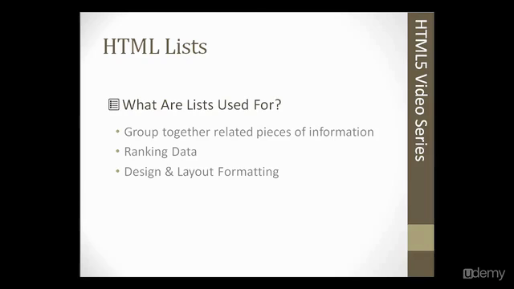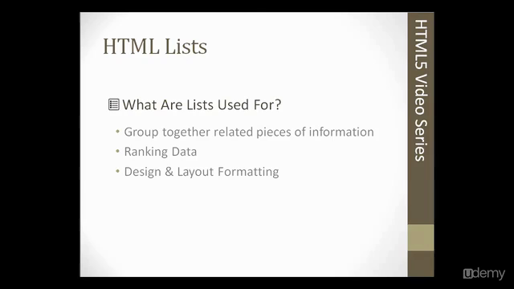We have unordered lists, and then we have ordered lists, which include the numbers. Each item would have a number, so it works out well for ranking data, different types of data. Lists are also used for design and layout formatting. Most of the time, probably 90% of the time, a web developer will use a list for a menu. Most menus you see are unordered lists or even ordered lists. Even the menus that are horizontal, they're just styled to look a certain way. So lists work out very well for design and layout formatting.